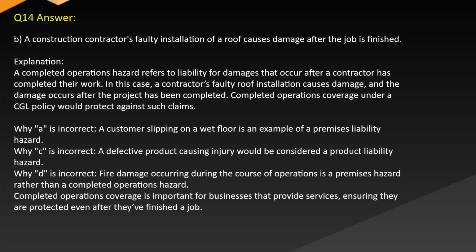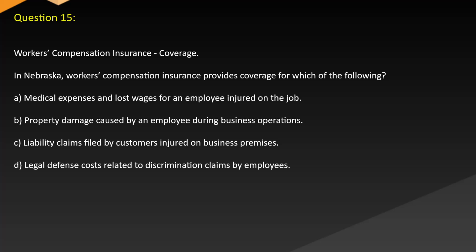Why A is incorrect. A customer slipping on a wet floor is an example of a premises liability hazard. Why C is incorrect. A defective product causing injury would be considered a product liability hazard. Why D is incorrect. Fire damage occurring during the course of operations is a premises hazard rather than a completed operations hazard. Completed operations coverage is important for businesses that provide services, ensuring they are protected even after they finish a job.